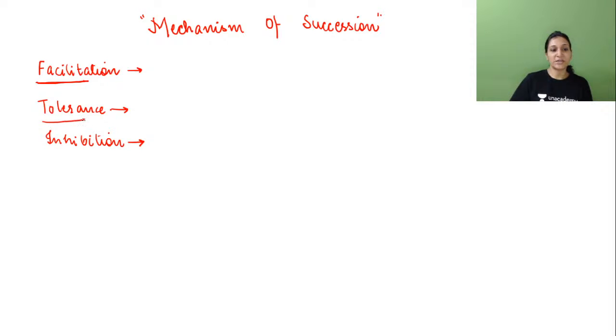Right? Then it is tolerance. The other thing is tolerance, and then it is inhibition. So what is tolerance and what is inhibition? Let us talk about tolerance.